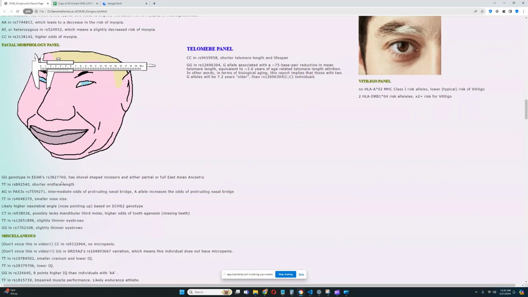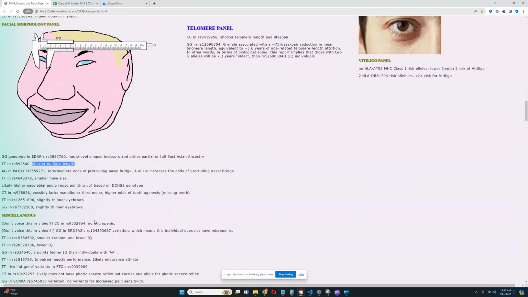For facial morphology, he's got East Asian genotype in EDAR, so he's definitely got some East Eurasian facial morphological traits. Shorter mid-face length, intermediate odds of protruding nasal bridge, smaller nose size, nose pointing up, kind of typical for East Asians, right? Like nose pointing up, smaller nose size, shorter mid-face. Actually, I don't know if shorter mid-face is an Asian thing, but it looks quite typical for East Asians, and he's got slightly thinner eyebrows as well.